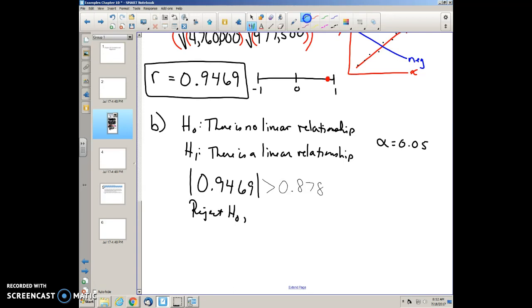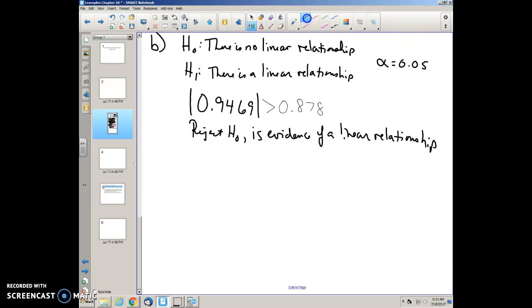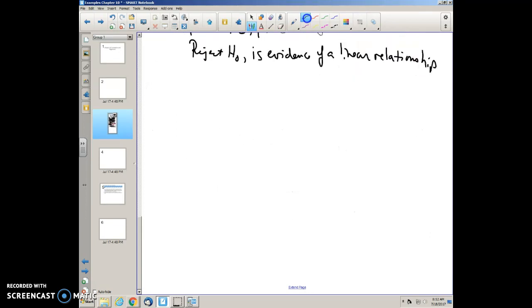And then there is evidence of a linear relationship. So we are rejecting the null hypothesis that there is no linear relationship, and we are stating that there is evidence that there is a linear relationship. Okay, let's look at C.